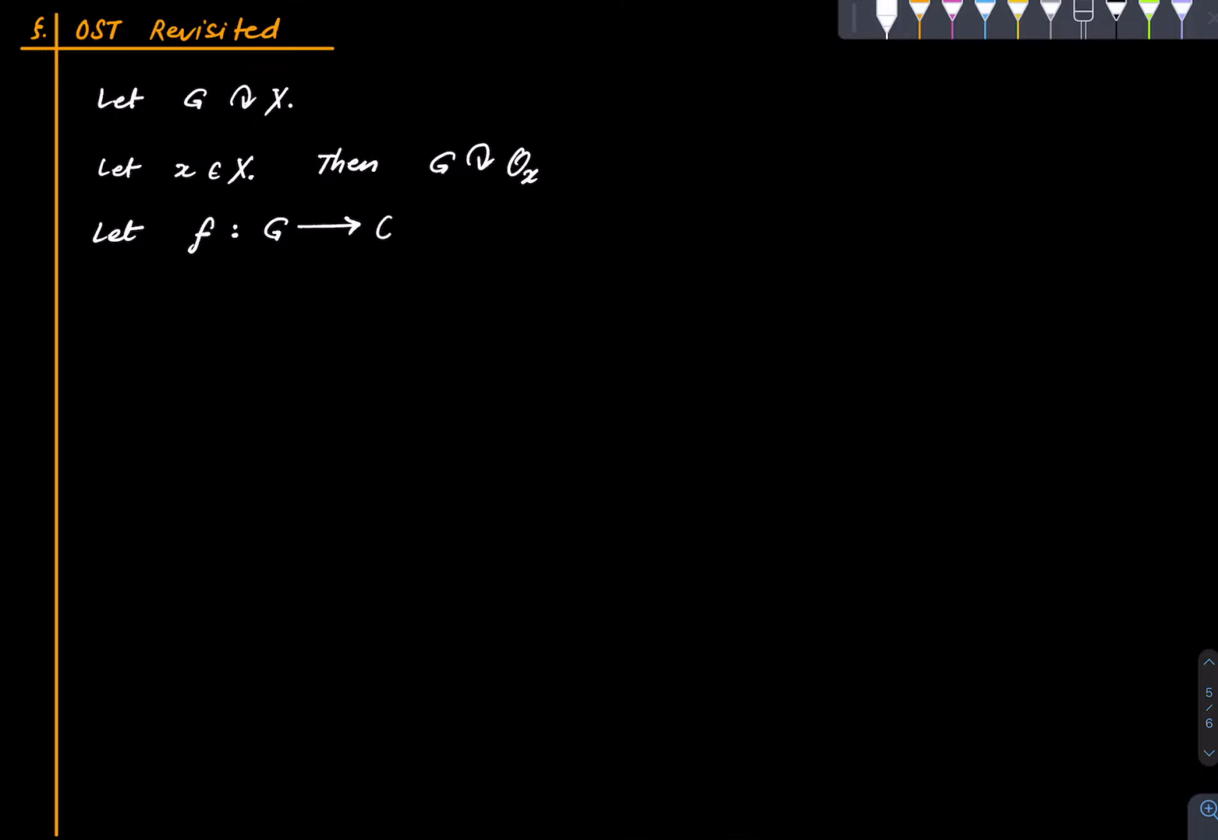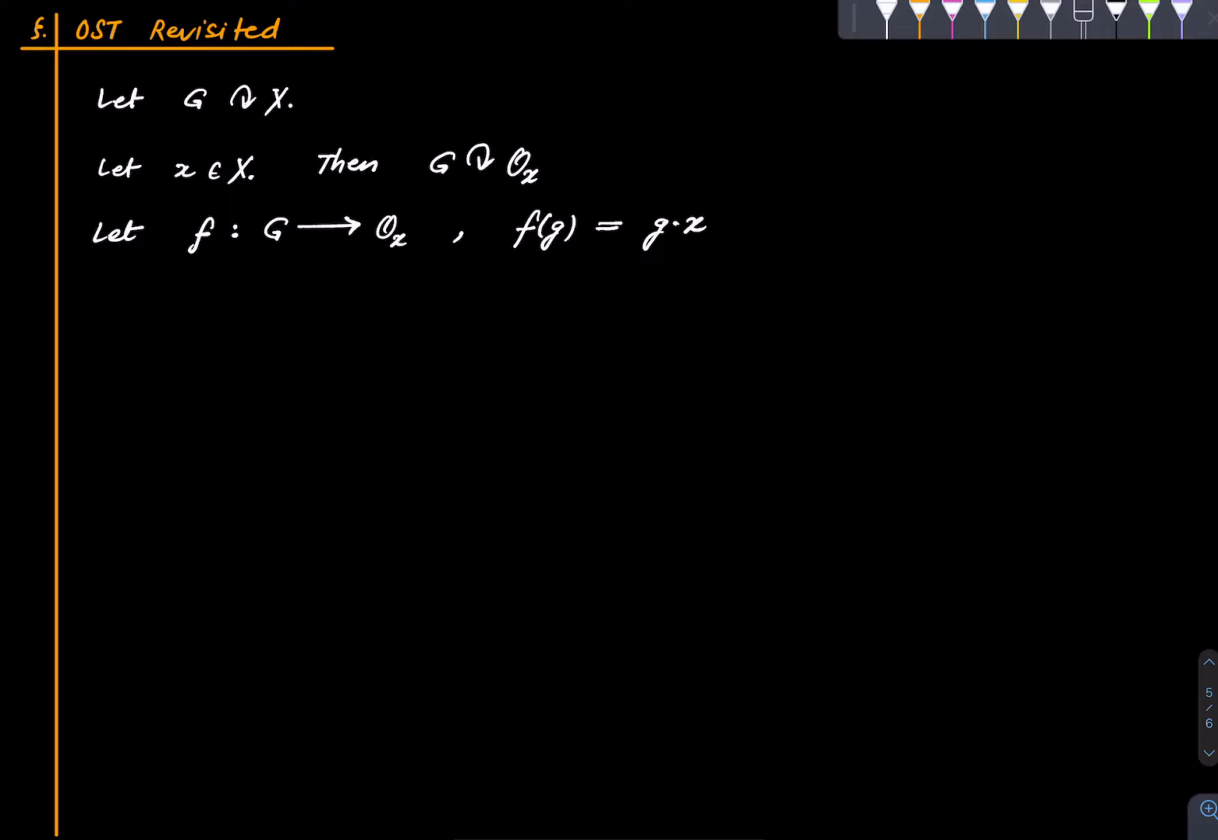G to orbit of x, defined as f of little g is g dot x. It's a legitimate map because this indeed lies in the orbit of x. So this is our map. This is not a group homomorphism or anything, of course. This is just a map of sets because this is not a group. This is just a set.